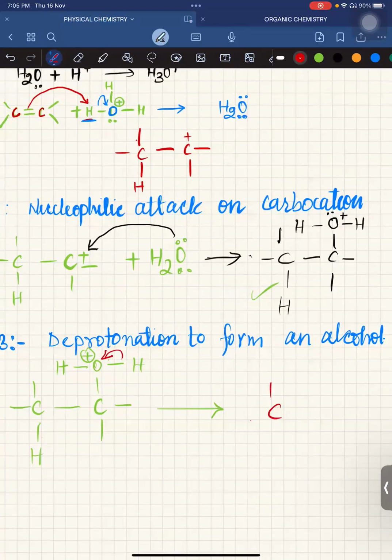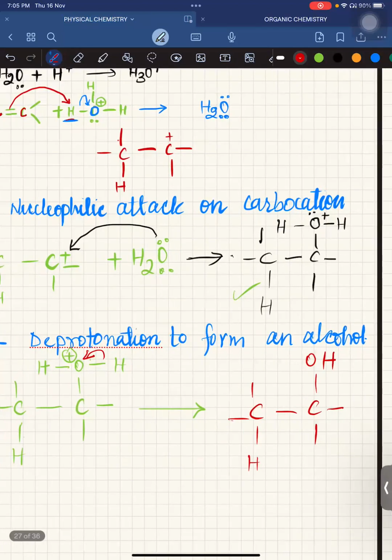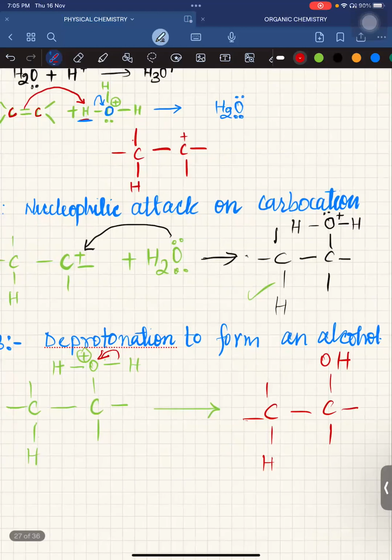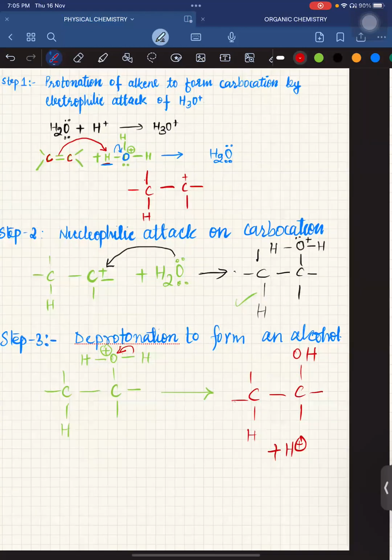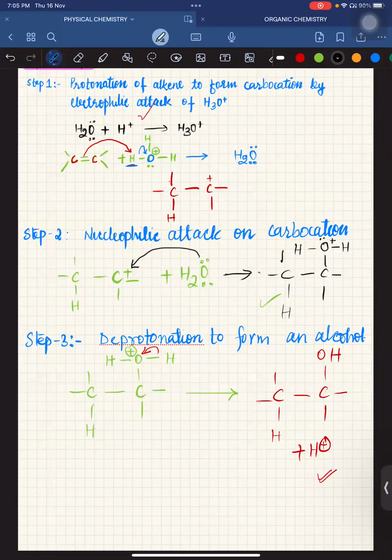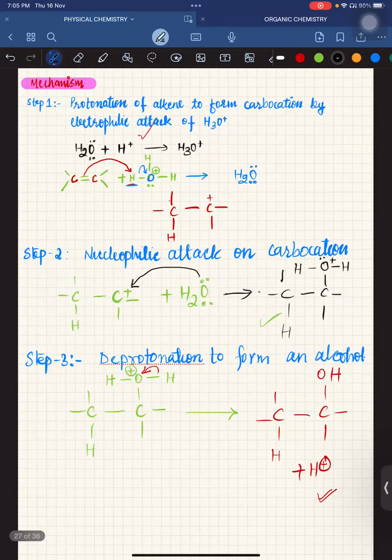And now there is hydrogen. Now it becomes alcohol here. And H plus will be eliminated. The H plus that you used in the first step will be eliminated in the last step. So again, I'm going to explain this step by step. Mechanism is very important. They can ask you the mechanism and there will be a question on that mechanism. So it will be around 3 or 4 marks.